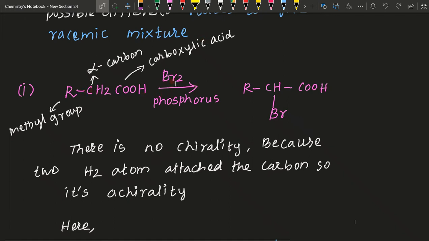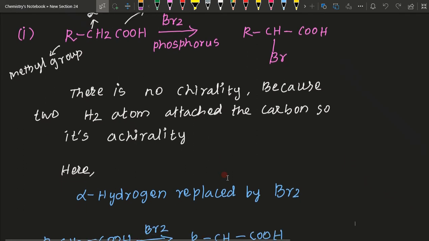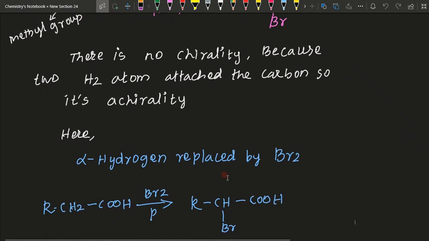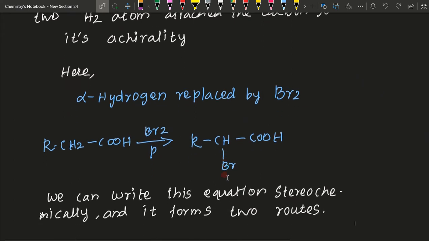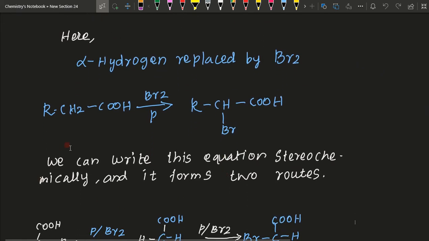When treated with bromine and phosphorus, we get R CH Br COOH. We are going to attach it to the CH. There was no chirality before because two H atoms were attached to the carbon, but now it is chiral. Here the alpha hydrogen is replaced by Br. See the equation: we get R CH2 COOH with Br2 and phosphorus giving R CH Br COOH.